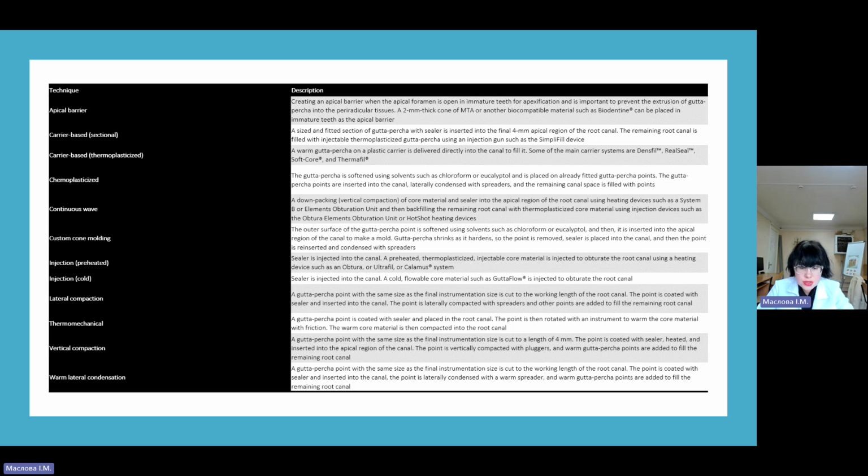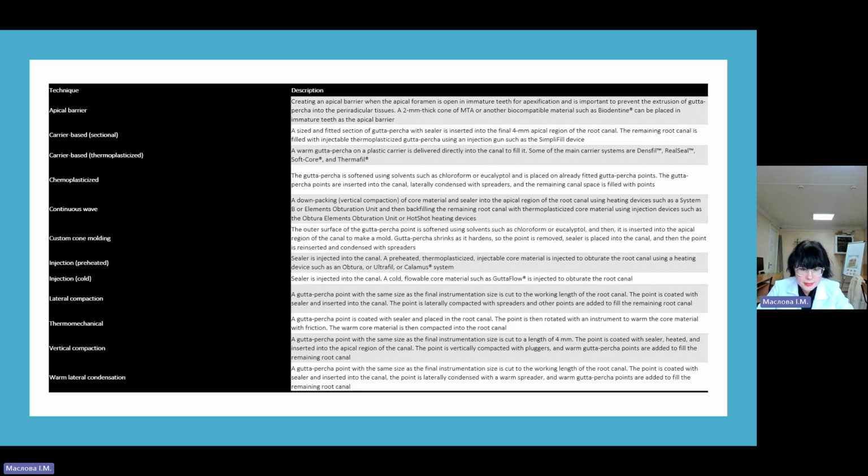Injection: sealer is injected into the canal. Pretreated thermoplasticized injectable core material is injected to obturate the root canal using a heating device such as Obtura, Ultrafil, or the Calamus system. Injection, cold: sealer is injected into the canal. A cold flowable core material such as gutta-percha is injected to obturate the root canal.